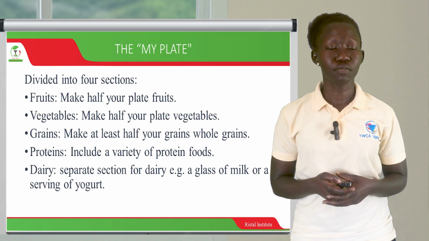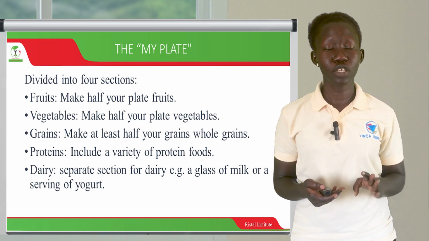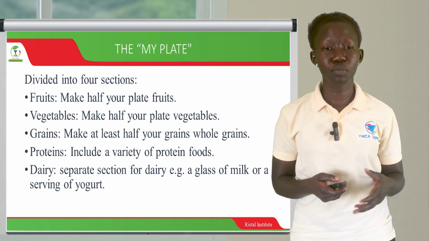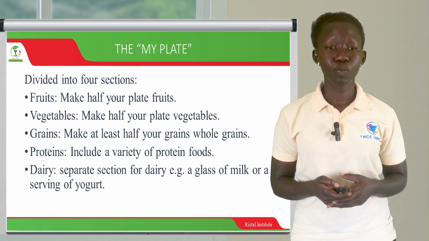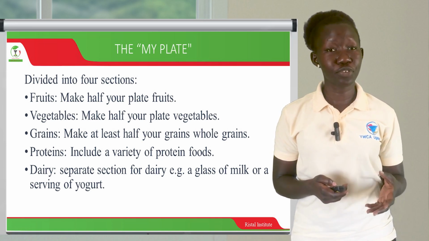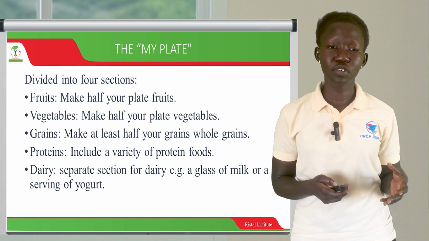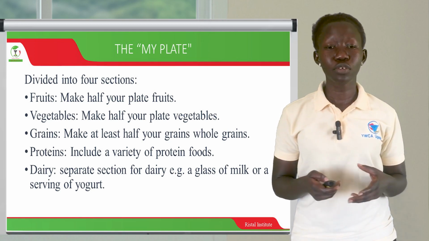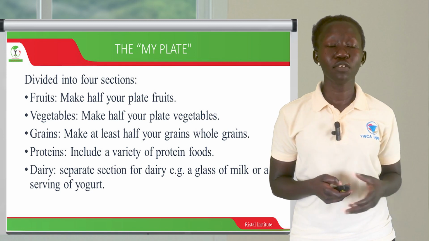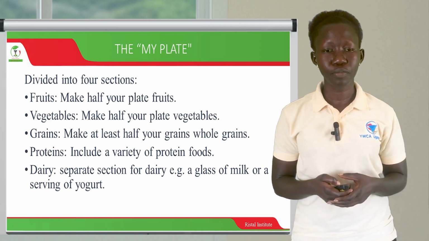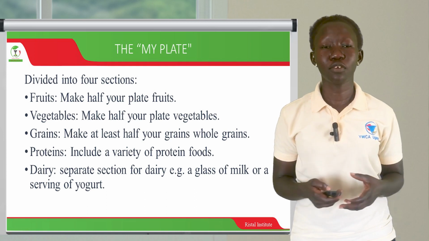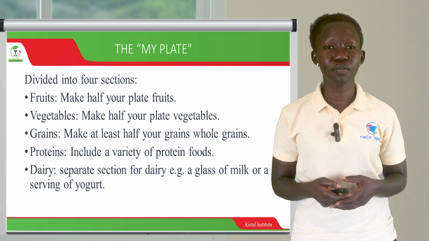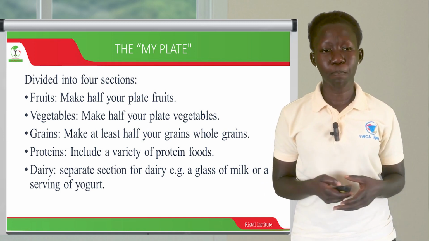According to the My Plate, your plate should consist of 4 sections. Each of those sections should have a different food group in different proportions. For example, half of your plate should have fruits. The other half should consist of vegetables, and then the other half should consist of whole grains, and the last half should include a variety of protein foods. It focuses on the basic food groups that provide us with essential nutrients, carbohydrates, proteins, fats, and fiber.